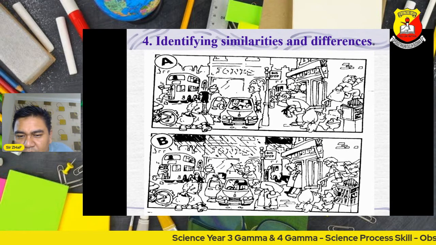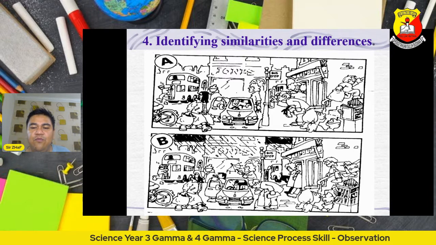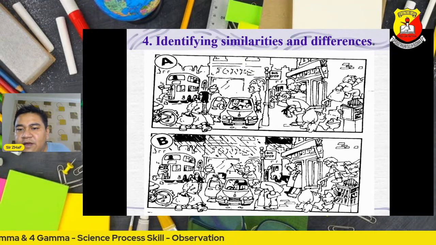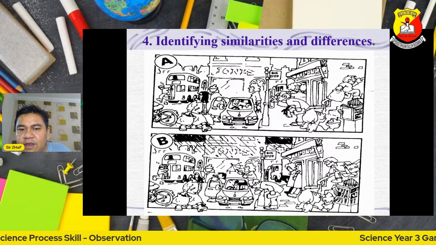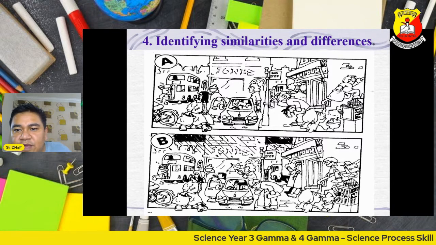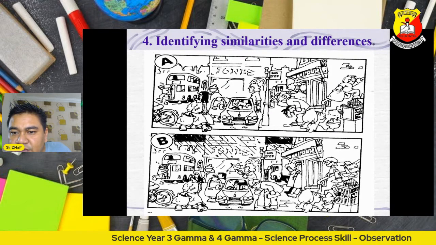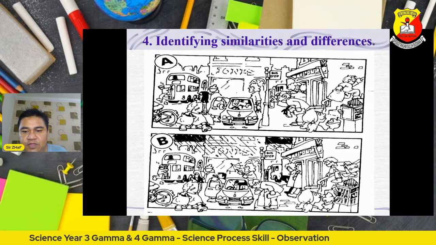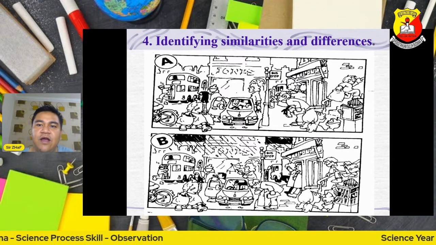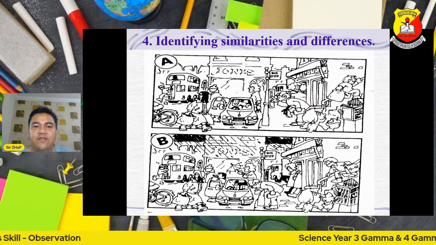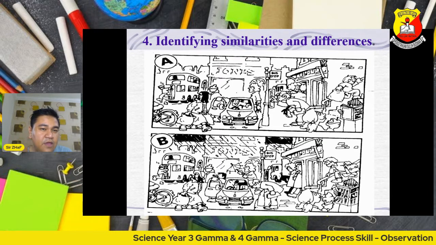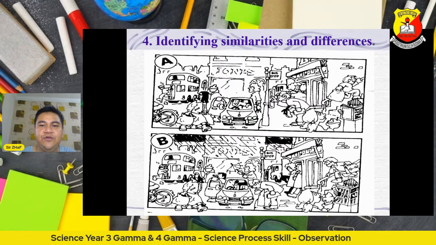Okay, again, what are the differences? There are so many differences. Even at the man at the edge, in picture A that man is reading a book, but in picture B that man is reading a newspaper. So there are so many differences that you can find between these two pictures.